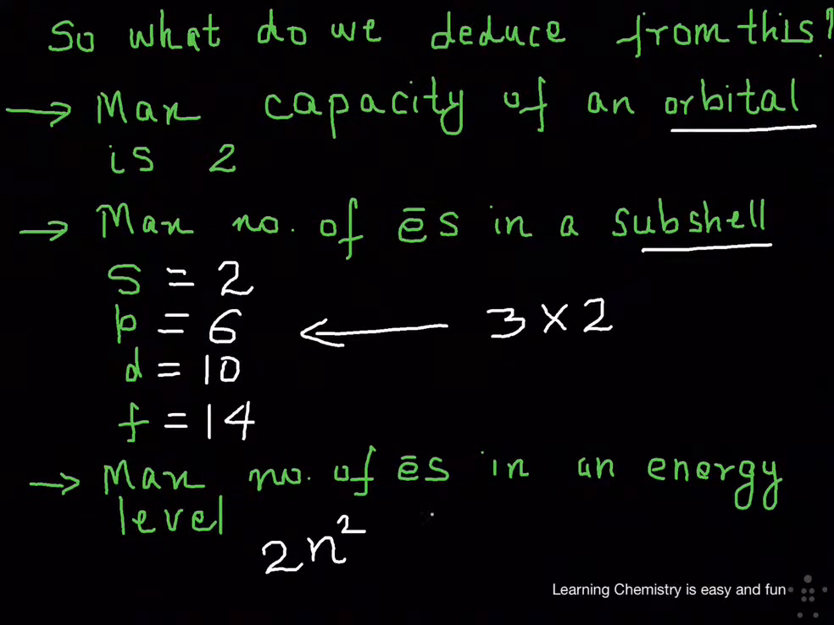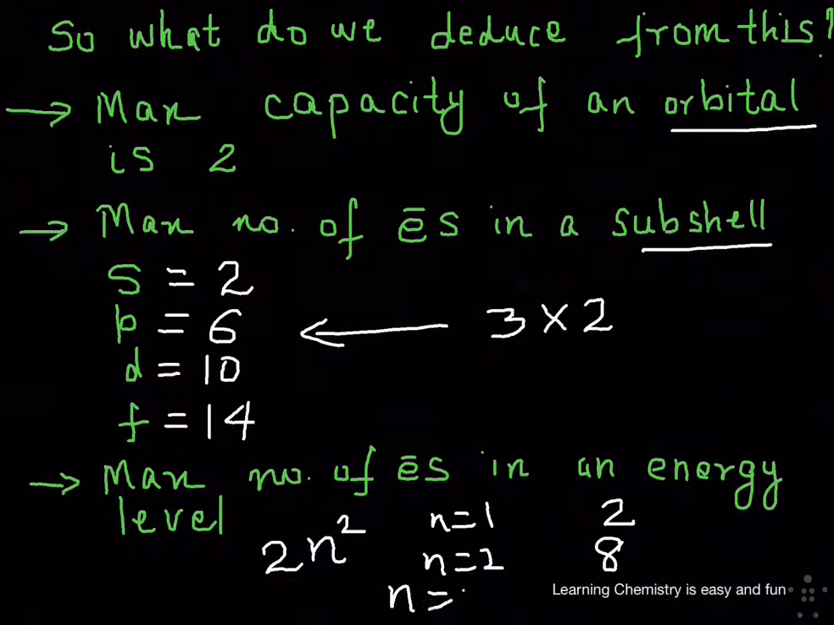So, if you have n equals 1, we had maximum number of electrons as 2. If you had n equals 2, maximum number of electrons is 8. When n is equal to 3, what is the maximum number of electrons? Please calculate. Pause the video. Please try and calculate, n equals 3. So, the maximum capacity of the third energy level will be how much? Yes, it's 18. So, that's how you get 2, 8, 18, 32 and so on.